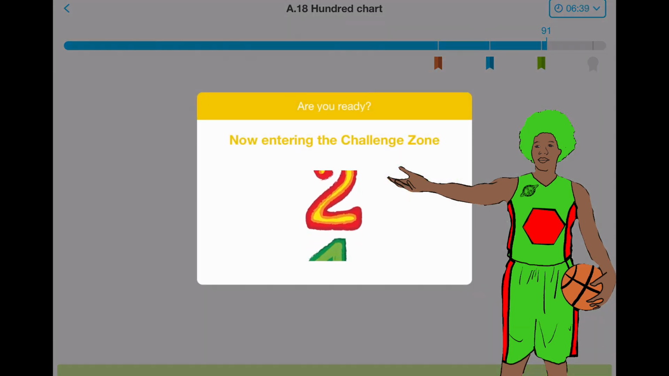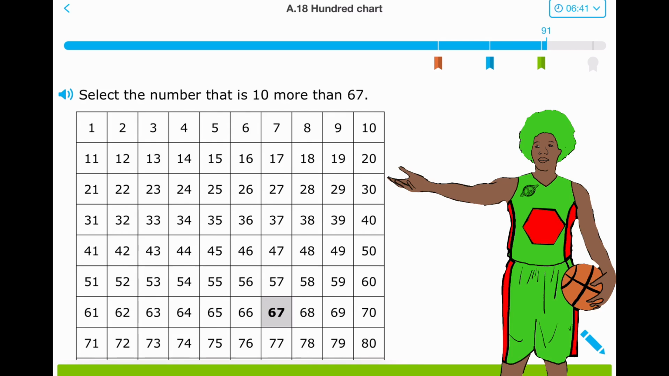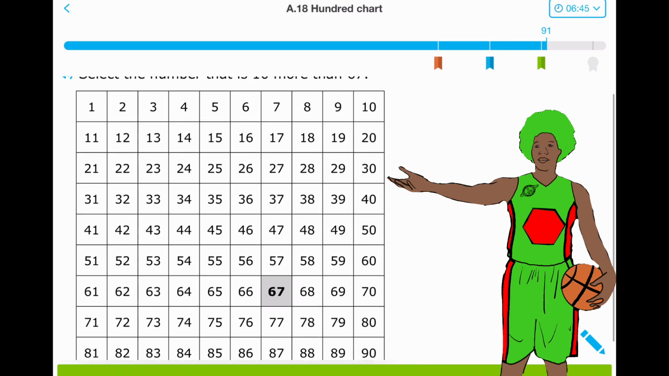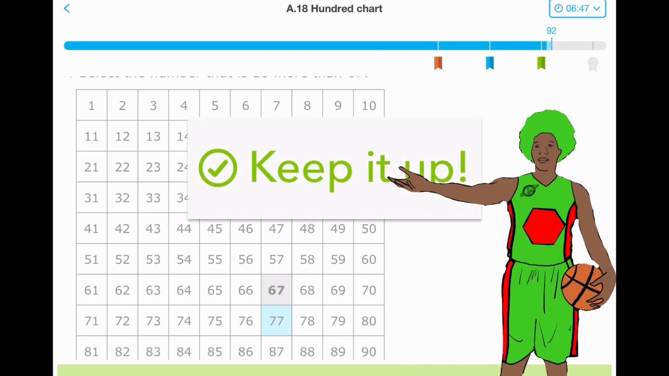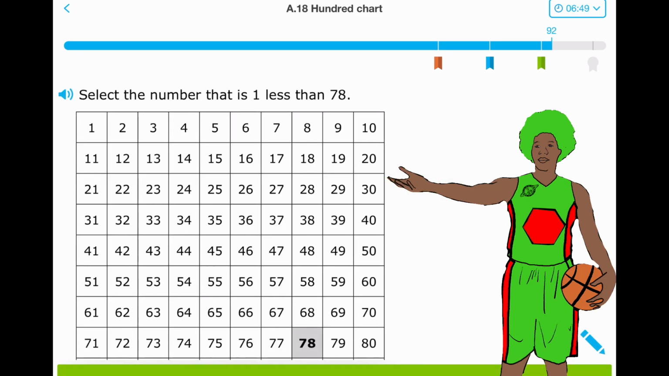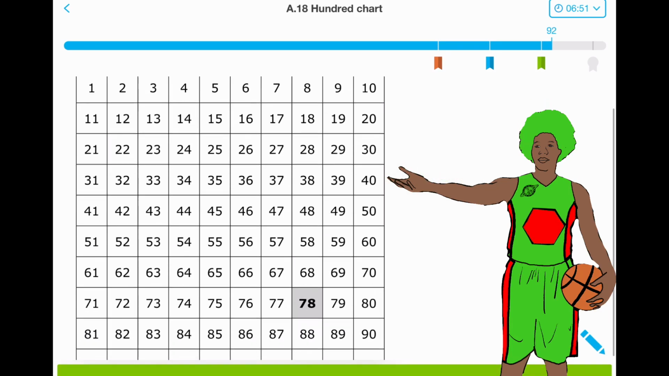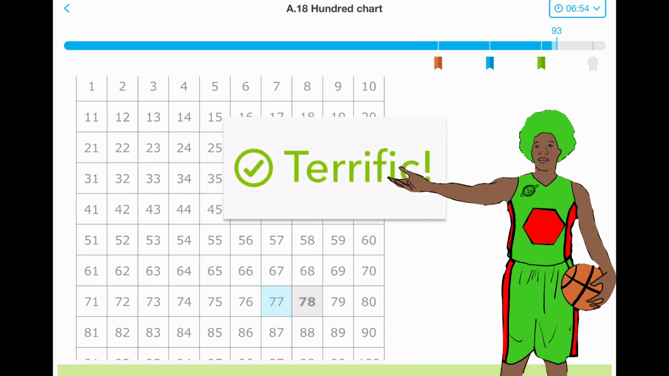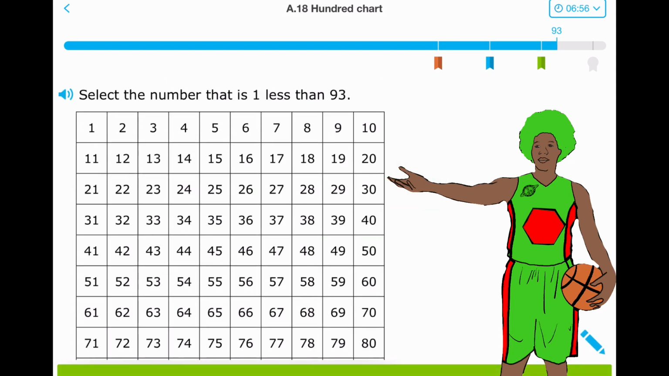Enter in the challenge zone. 3, 2, 1. Yeah, let's go. Select the number that is 10 more than 67. I'm speeding this up. I'm good all day. Select the number that is 1 less than 78. 77. Select the number that is 1 less than 93.